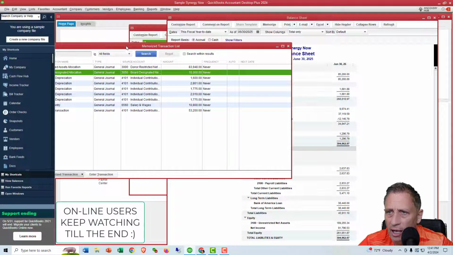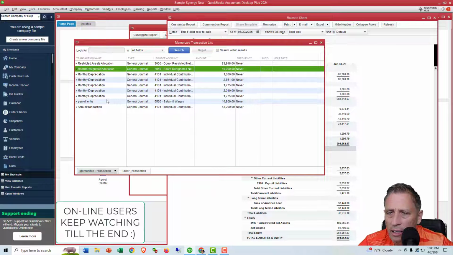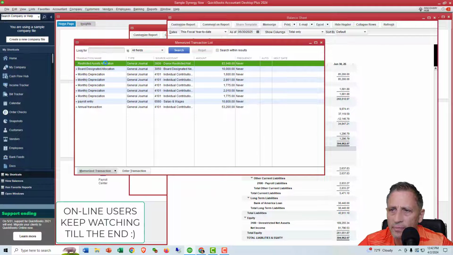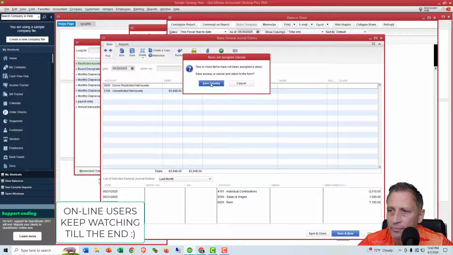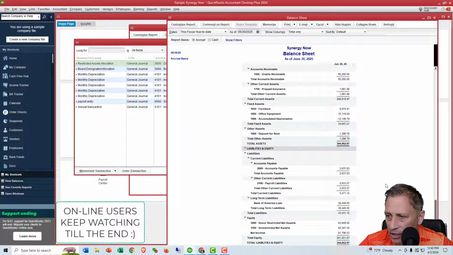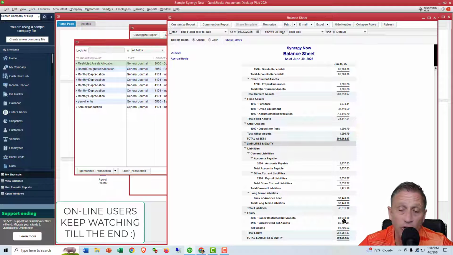Let's see. Let's see. Where the heck is it? There it is right here. So here's my entry. I'll go ahead and save that. And then you'll go back here, and there it is, donor restricted net assets.